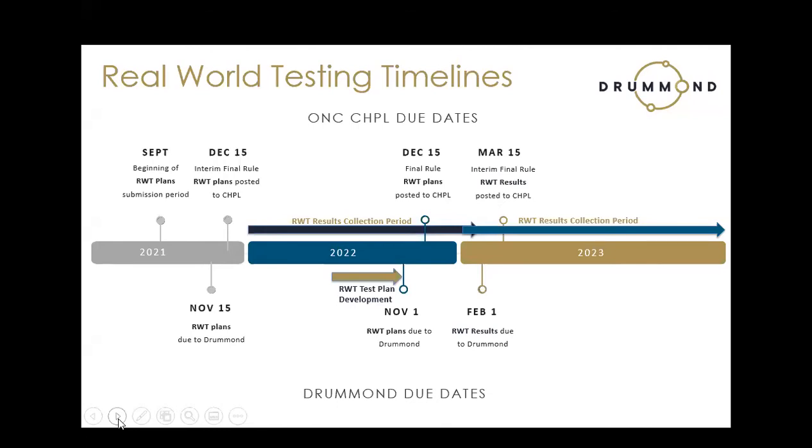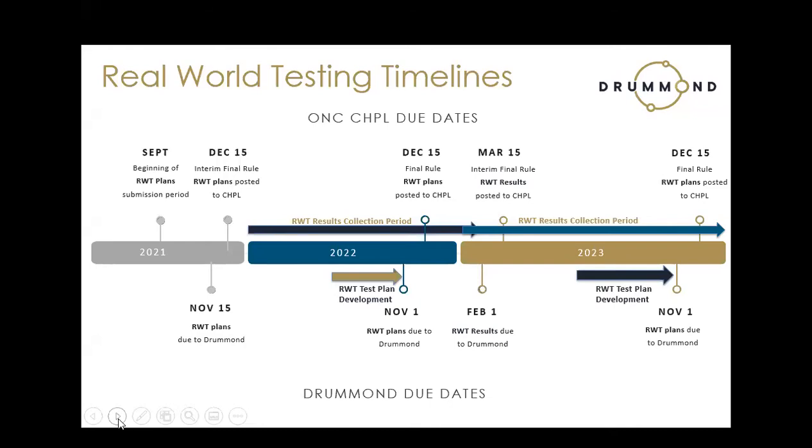Therefore, that would then again trigger the annual cycle of collecting your real world test results for real world test plan year 2. Again, another test plan is due next year, annual requirements, such that you align again with the ONC final rules. This is a perpetual requirement for maintenance of certification as it pertains to real world testing.